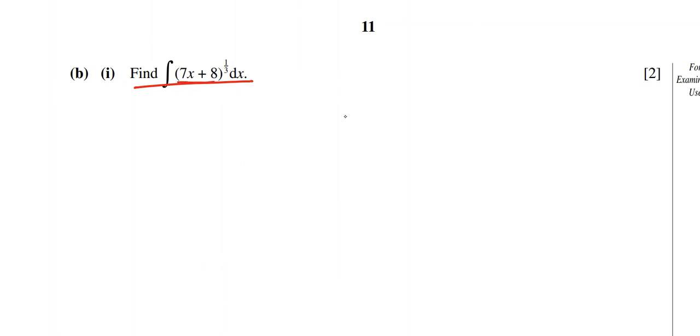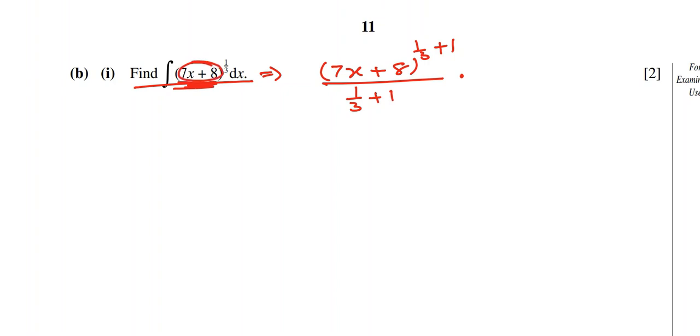Since 7x plus 8 is linear, it is not a big deal. So for integration of such things, what should we do? We should first integrate this whole thing just like a normal x to the power something. So it will be 7x plus 8 to the power 1 over 3 plus 1, divided by 1 over 3 plus 1. But further we must divide it by the differentiation of what is inside the bracket. And the differentiation of 7x plus 8 is 7.